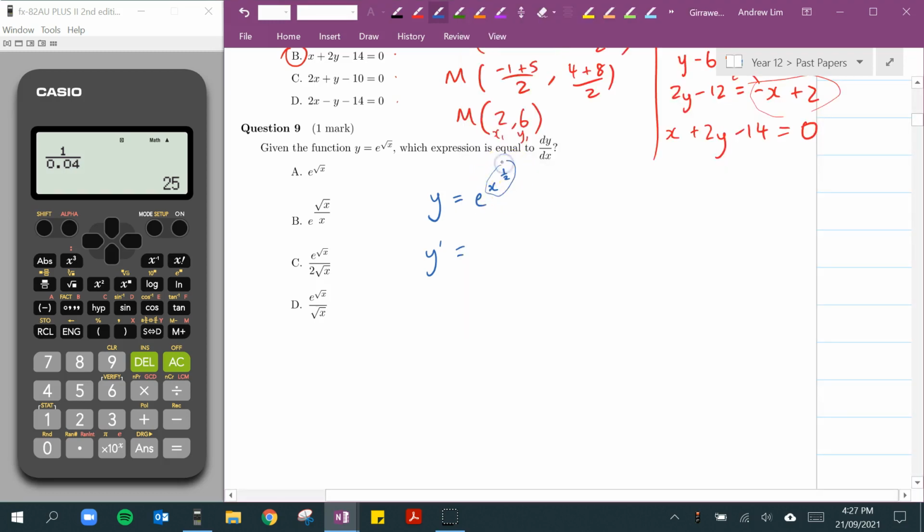So when we differentiate this, we get half x to the negative half, and then we just write everything else exactly the same as it was. So we can clean this up. We can see that technically this bit here remains at the top, e to the root x. The 2 is at the bottom. This comes down to the denominator as well as root x. So the answer here is C.